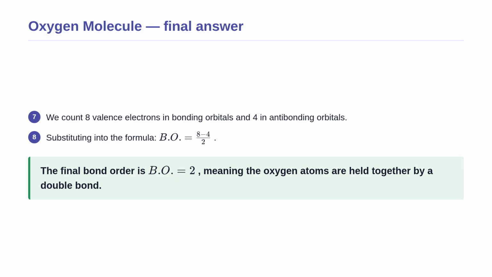We substitute these values into our bond order formula, subtracting 4 from 8, which leaves 4 net bonding electrons. Dividing by 2 gives us a final bond order of 2. This physical result means oxygen gas exists with a strong double bond, keeping it stable in the air we breathe.